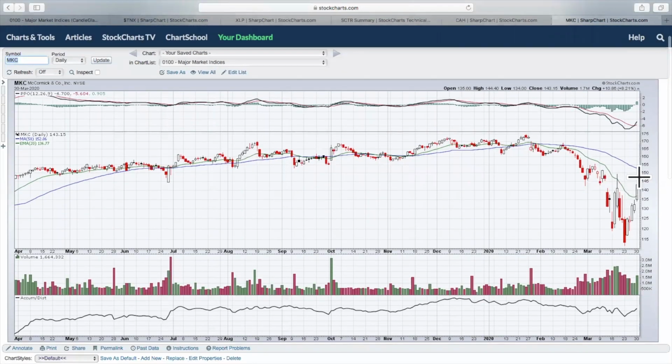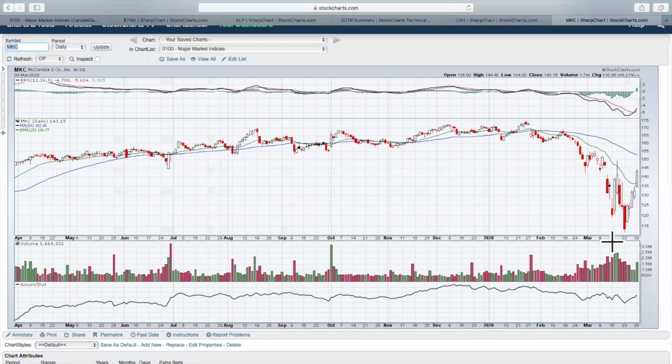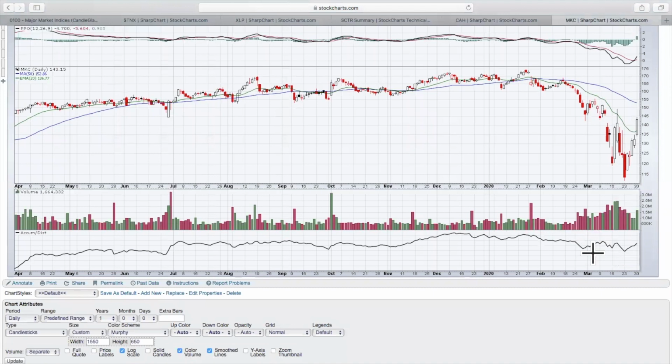Nice move here, breaking back above its 20-day, and this is in consumer staples. Accumulation distribution, not as good as some of the others I've seen. You can see a lot more of these big red candles. You also have a lot of hollow candles. I think you've got gap resistance and this tail up here in the upper 140s. I think the upside might be a little limited here in the near term.